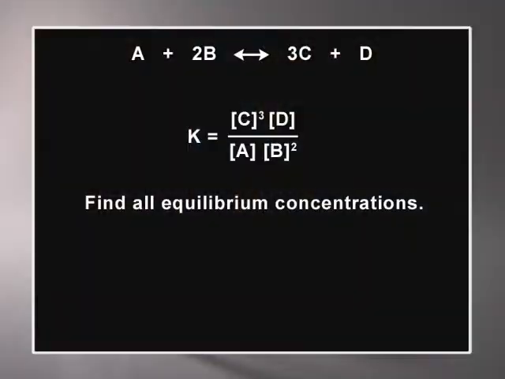expression, the concentration of C cubed times the concentration of D divided by the product of the concentration of A times the concentration of B squared. And all four of these concentrations must be equilibrium concentrations. You know, we call this an equilibrium problem. I mean, and it is.